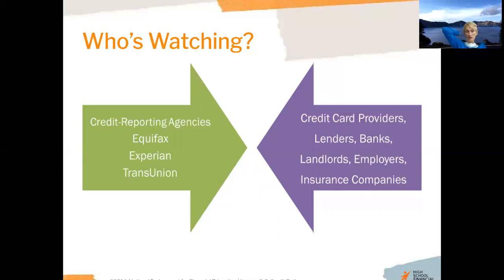Equifax, Experian, TransUnion, those are your major credit reporting agencies. And then the people you have credit cards through: lenders, banks, landlords, employers, insurance companies. Like your insurance rating and how much you end up paying for your insurance, it also looks at your credit rating. And so it not only affects, can you get a credit card, can you get a loan? It could be, if your credit is bad, that your insurance rates are also higher. So it's also a reason that we want to keep track of what's on our credit report to make sure there's not mistakes on there.